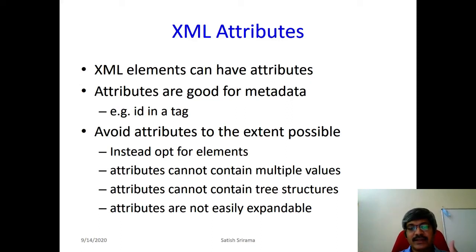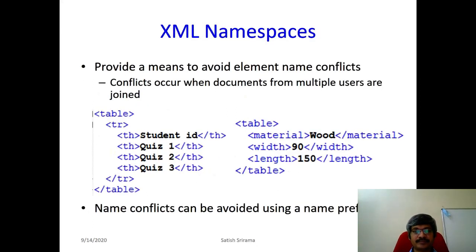And attributes cannot contain tree structure. Since every sub element can itself be an element, the element can have a tree structure within, so you can maintain that. And attributes are not easily expandable. That's also one of the big problems there. So that's why you prefer elements in XML.